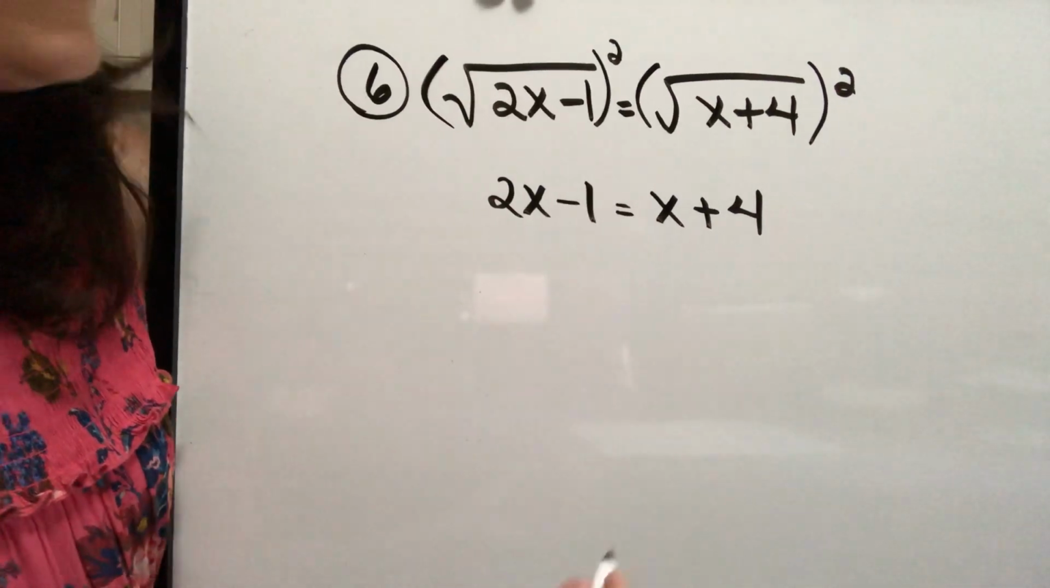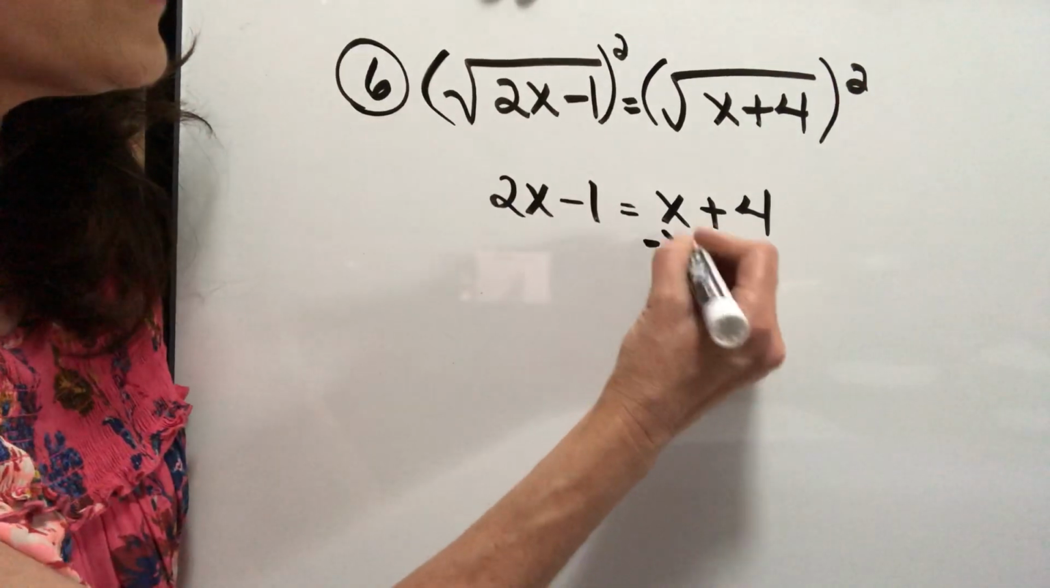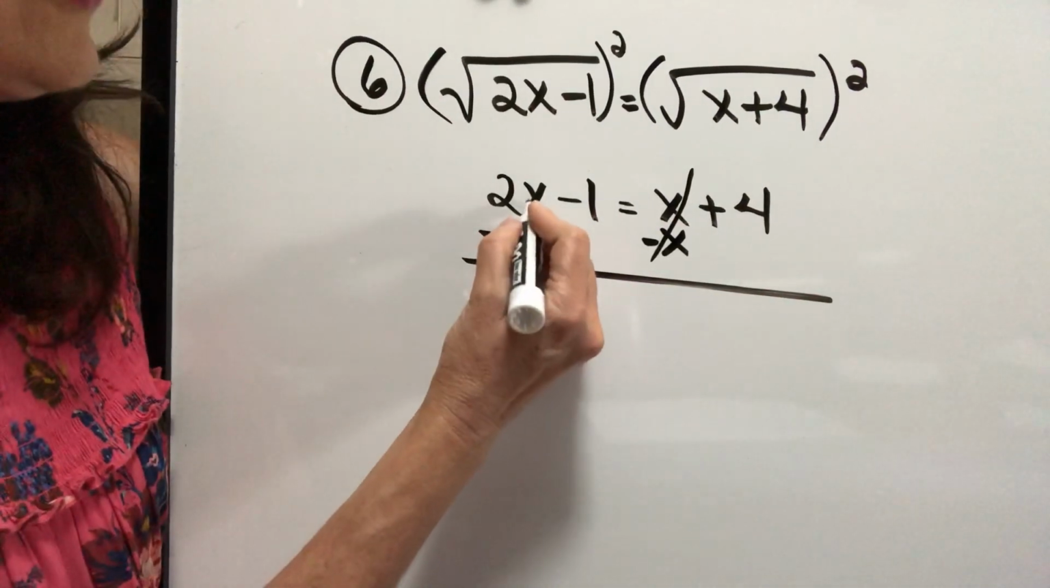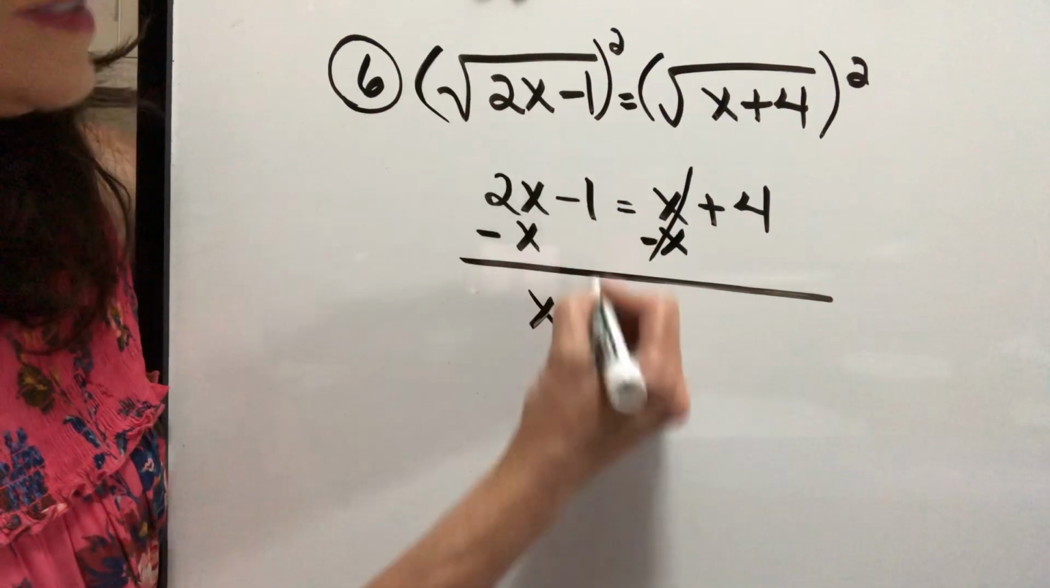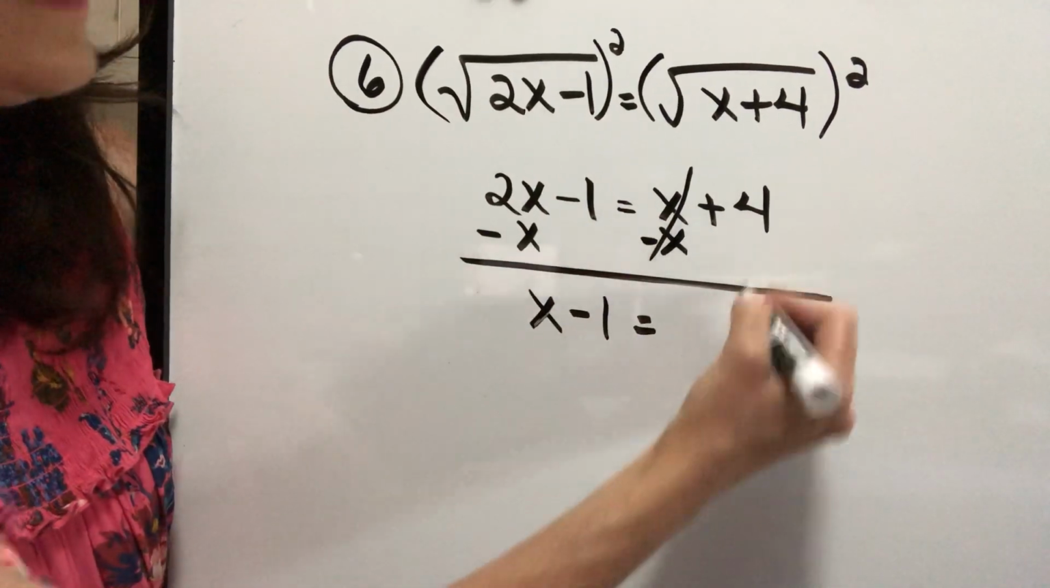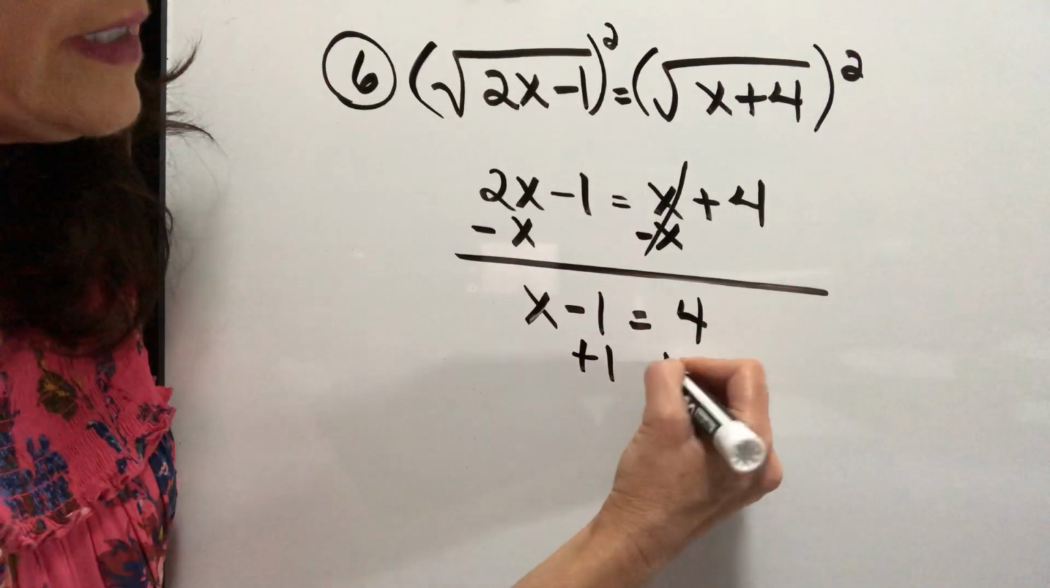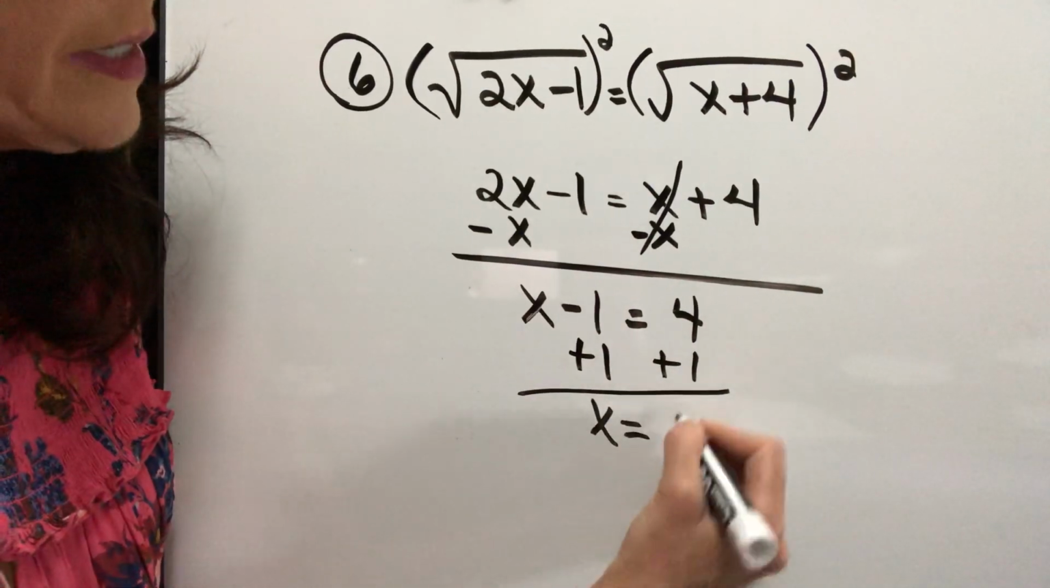So we're going to need to get the x's all on the same side. So I'm going to subtract x from both sides. That gets rid of that one. So 2x minus x would be x. Drop down the -1, and we still have 4. And then this will be easy. I'll just add 1 to each side, and x will be 5.